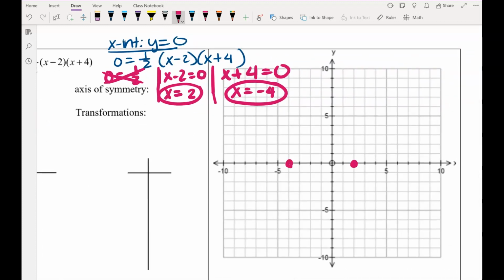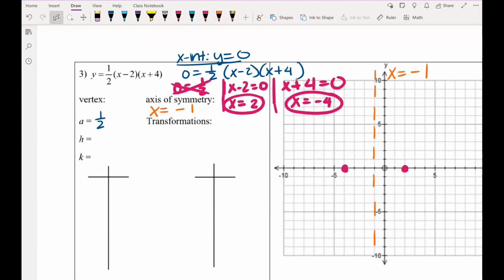2 and negative 4. Where is smack center? Yeah, do you guys agree with Ian? X equals negative 1. So AOS, we write what, Courtney? Negative 1. X equals negative 1. Yeah, much better. X equals to negative 1. Perfect. Now, do we know an H value? So what is the H value, Zoe? H value. Yeah.